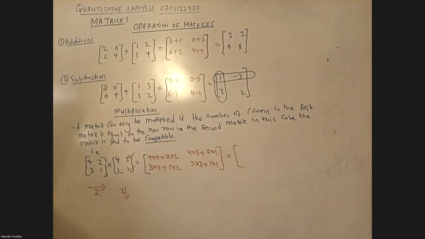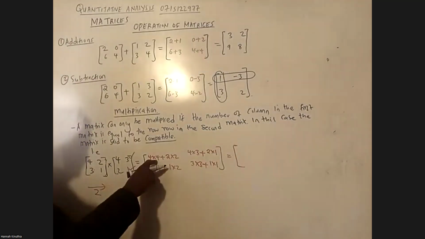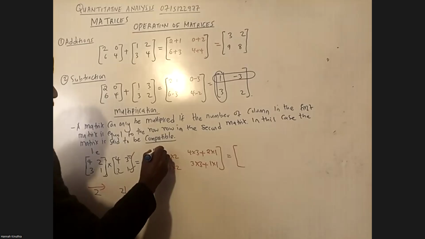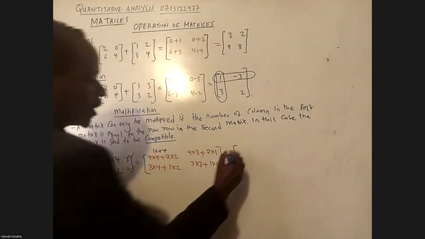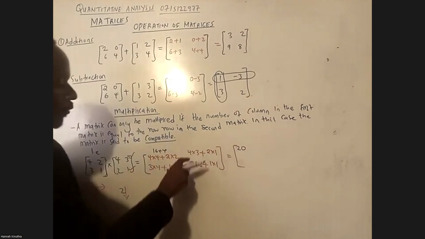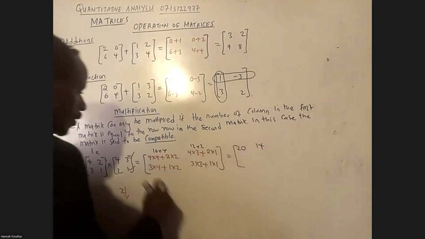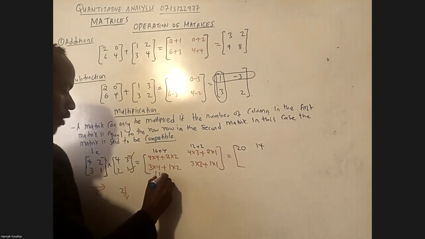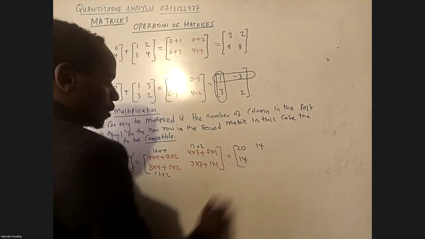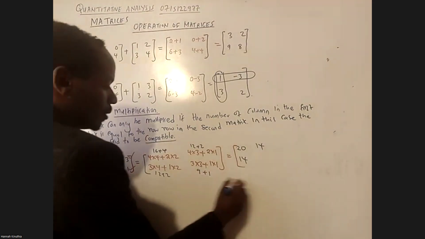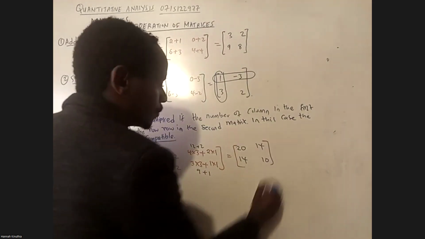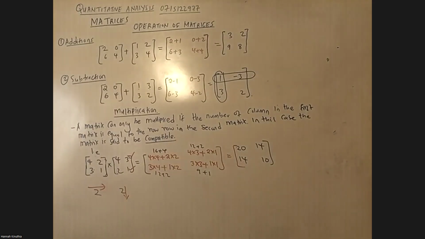Now, let us add them. 4 times 4 is 16, so 16 plus 4 gives you 20. 4 times 3 is 12 plus 2 times 1 is 2, so 14. 3 times 4 is 12 plus 2, also 14. Then 9 plus 1, which is 10. So that is how you are supposed to find that item.